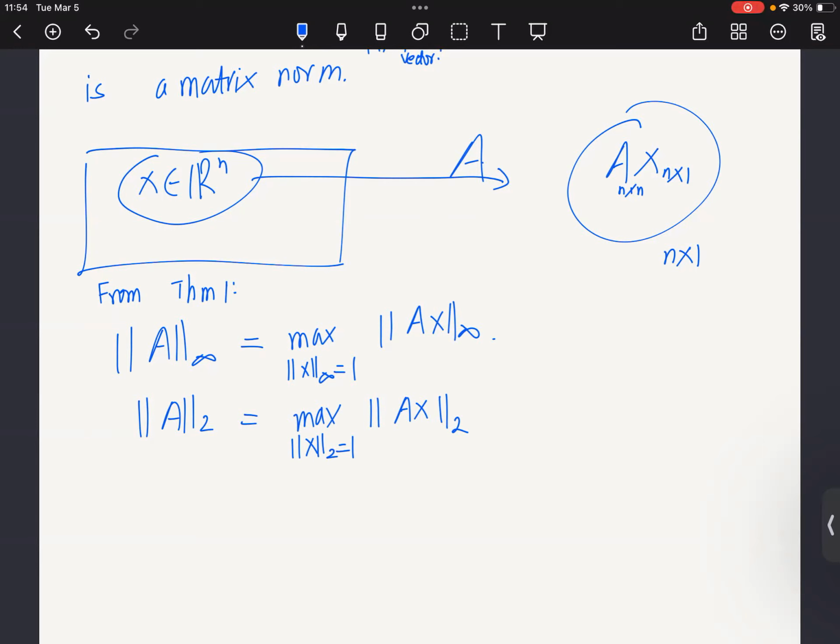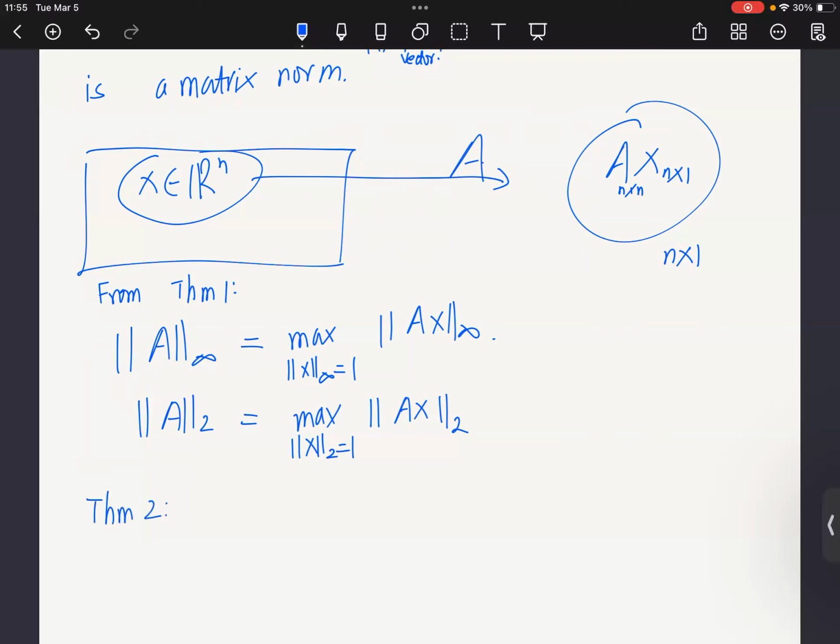But actually we are not going to use these definitions directly. You can see that there are infinitely many unit vectors in R^n. If you take the maximum, that's a problem, because you would need to check all the vectors in R^n, and that's impossible. But there are some theorems to help us calculate such infinity norms and 2-norms. I'm just going to state the theorem, and then we are going to use it to calculate the A infinity norm and A2 norm.